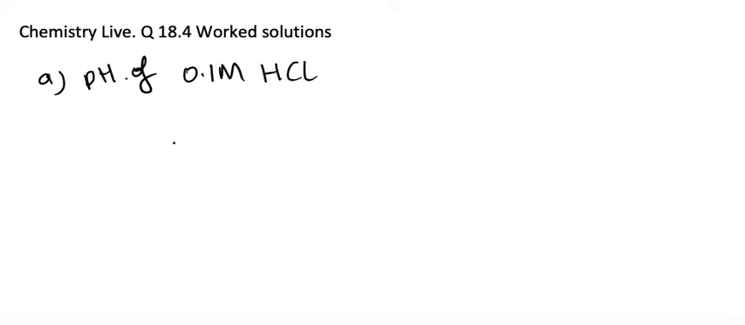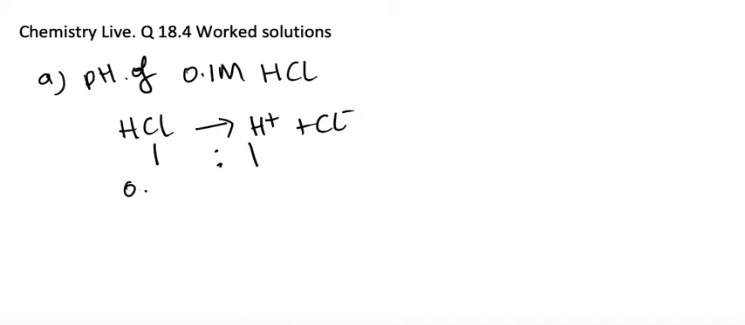Okay, so first of all, let's just look at the dissociation of hydrochloric acid. HCl dissociates into a H+ and a Cl-. In this case, the mole ratio is 1 mole of hydrochloric acid to 1 mole of H+ ions. And if that is the case, then if we have 0.1 mole of the HCl, we can expect that we will have 0.1 mole of the H+, because as we know, these strong acids fully dissociate.